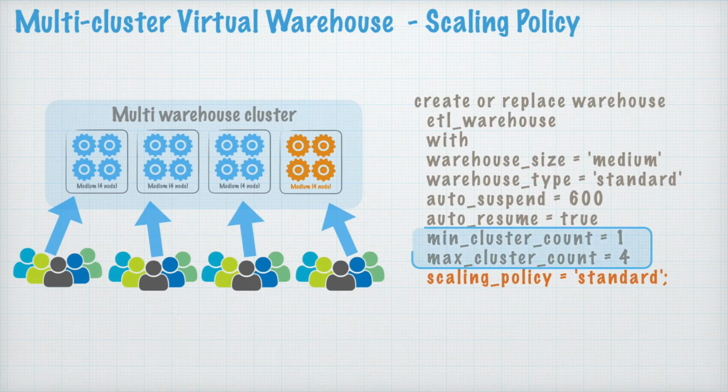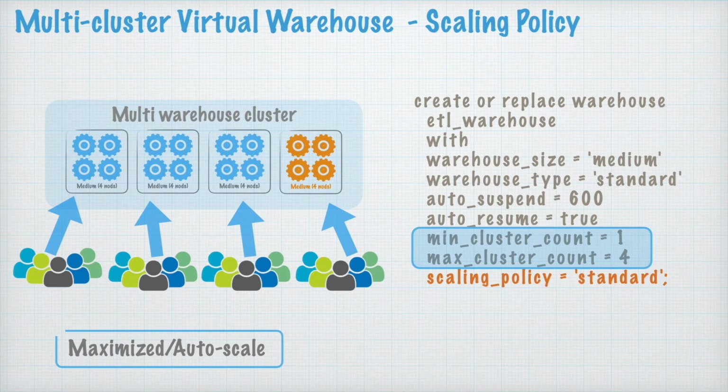How can you define the scaling policy for a multi-cluster virtual warehouse? If you look into this SQL, when the min cluster count and max cluster count are equal to the same number, then it is in maximized mode. When this number differs and the min cluster count starts with 1 or less from the max cluster count, then it is auto scale.